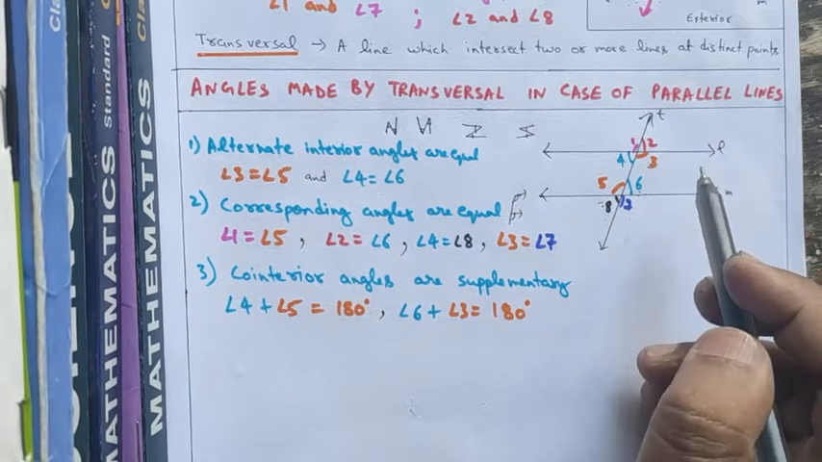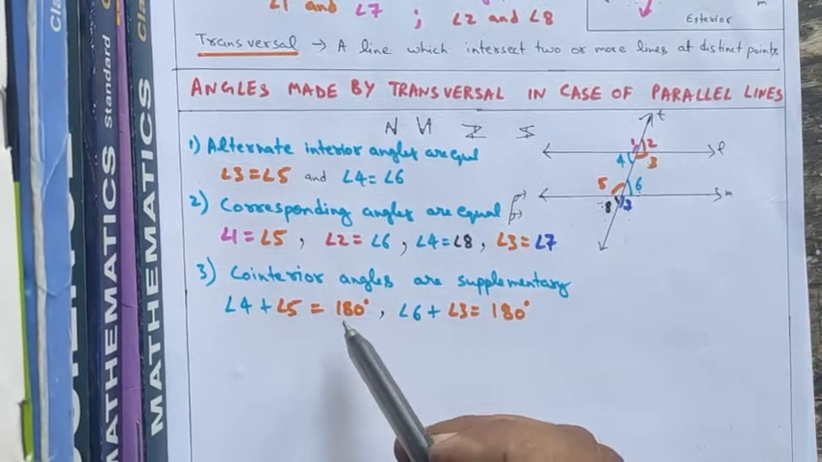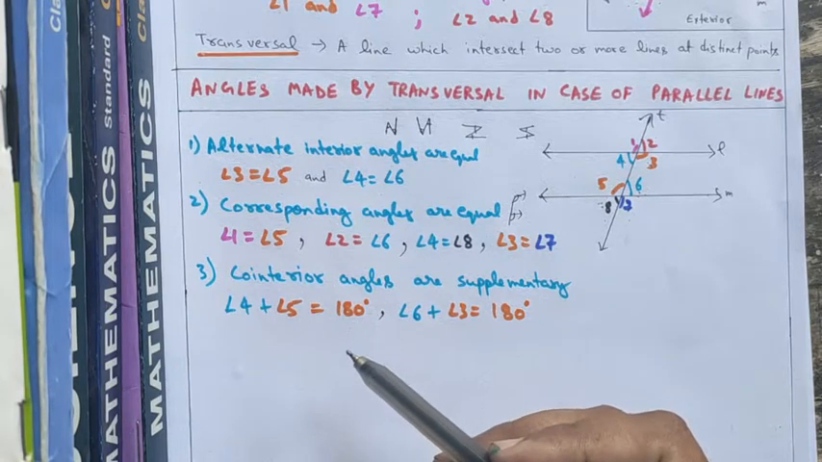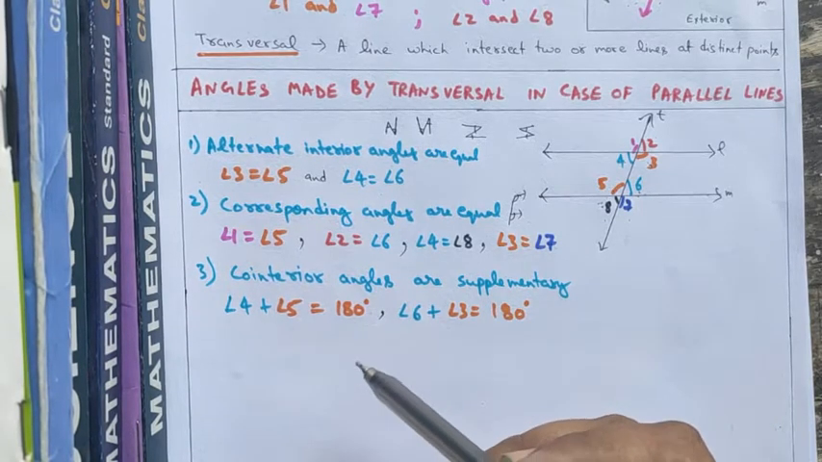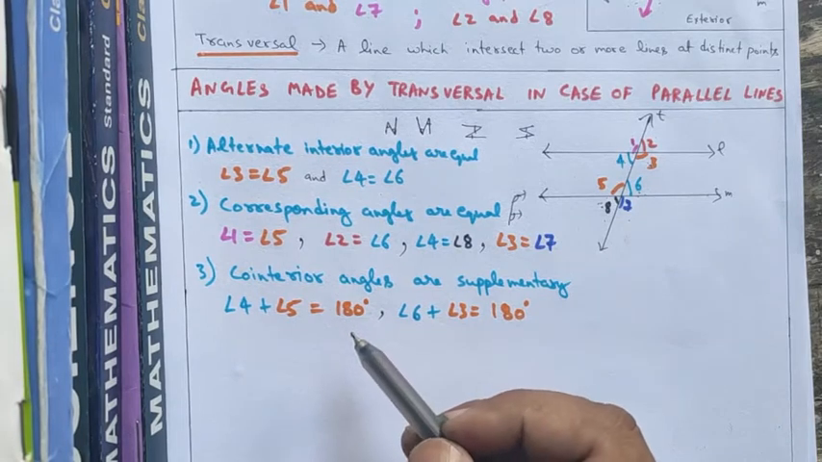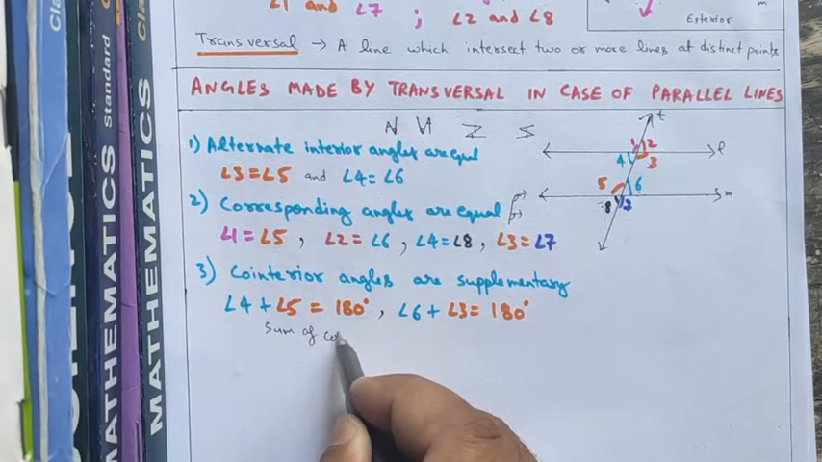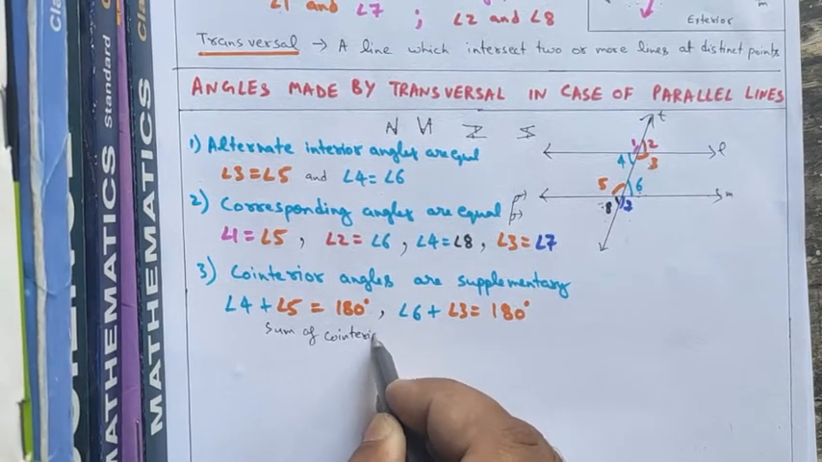And the third very important property is that the consecutive interior angles, or co-interior angles, are supplementary. Supplementary means the sum of the co-interior angles will be 180 degrees.